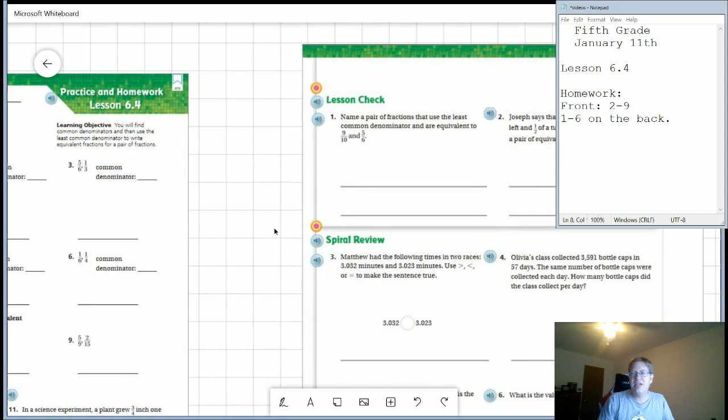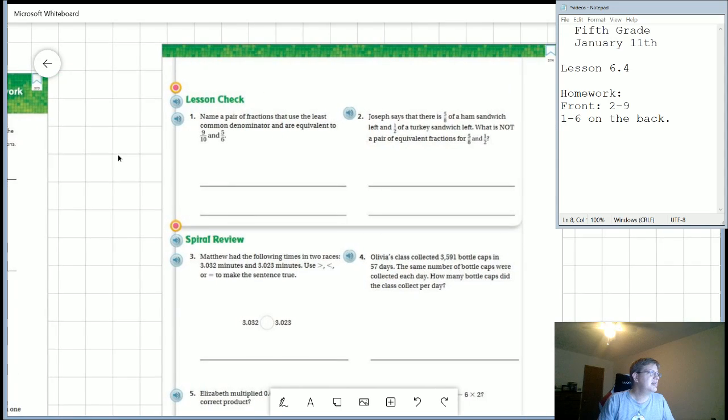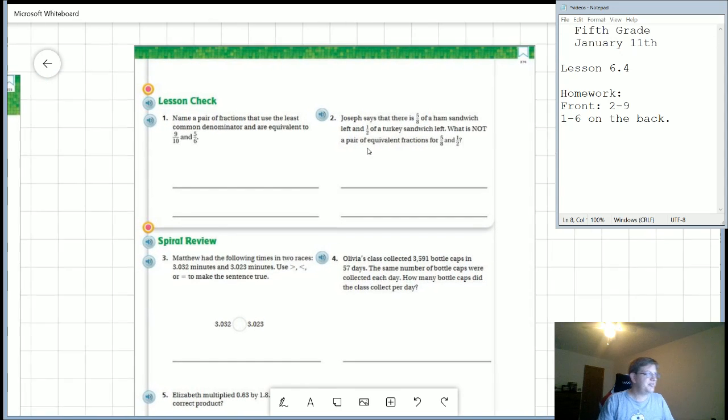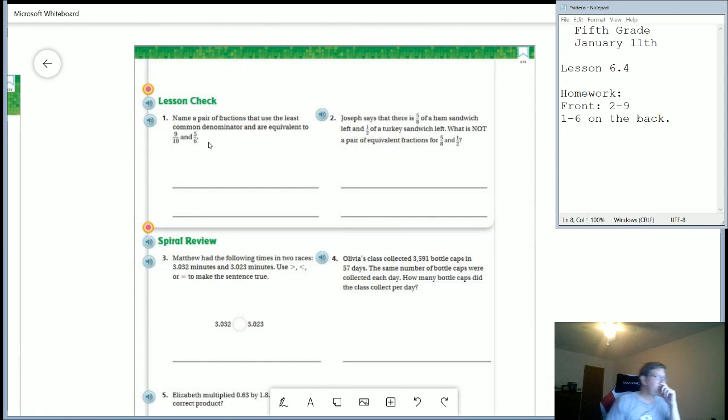On the back, we are looking at number 1 through 6. So pair of fractions that use the least common denominator and are equivalent to both of those. Number two, Joseph says there's 5/8 of a ham sandwich left and 1/2 of a turkey sandwich left. What is not a pair of equivalent fractions?